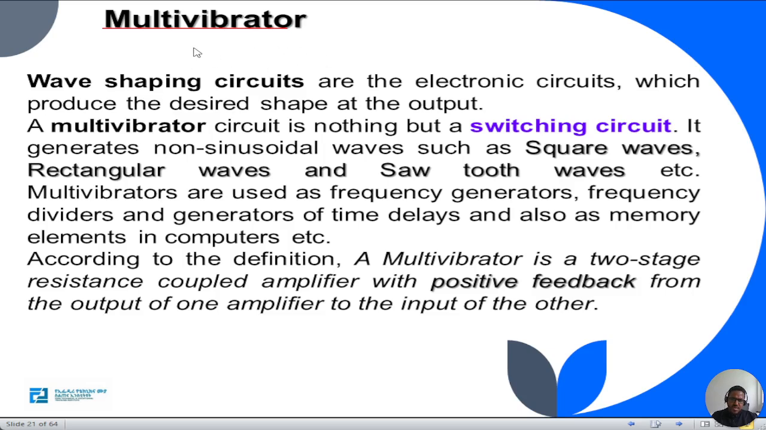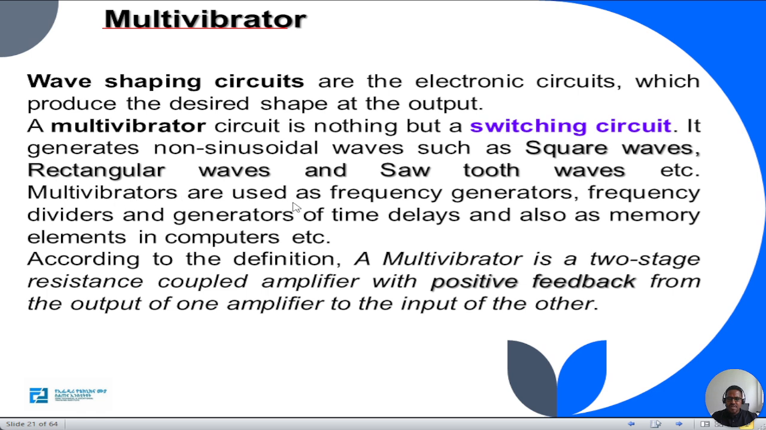So, during wave generation, multivibrators are widely used in electronic circuits. Wave shaping circuits are the electronic circuits which produce the desired shape as the output. So the multivibrator circuit is nothing but a switching circuit. It generates non-sinusoidal waves such as square waves, rectangular waves, and sawtooth waves, etc.